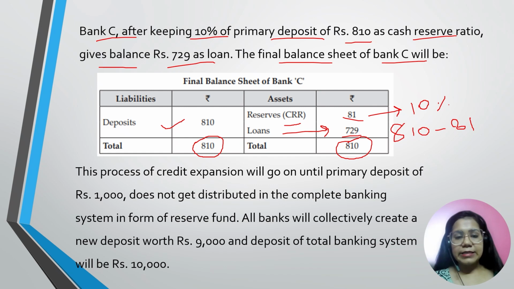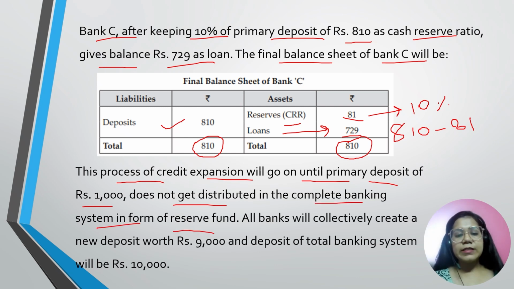So this process of credit expansion will go on until the primary deposit of 1000 rupees gets distributed in the complete banking system in the form of reserve funds.